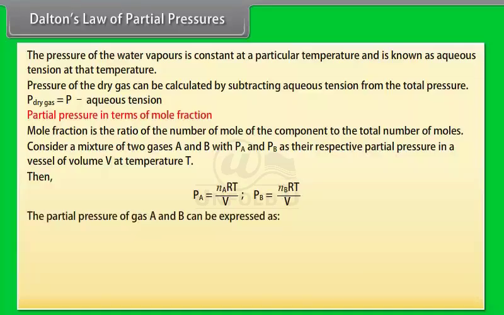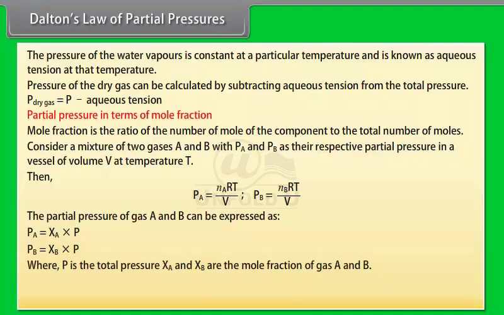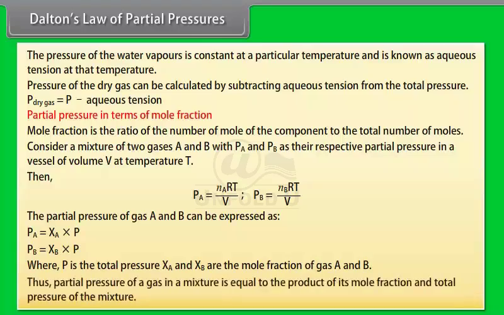The partial pressures of gas A and B can be expressed as Pa is equal to Xa into P, and Pb is equal to Xb into P, where P is the total pressure, and Xa and Xb are the mole fractions of gas A and B. Thus, the partial pressure of a gas in a mixture is equal to the product of its mole fraction and the total pressure of the mixture. Kinetic molecular theory of gas.